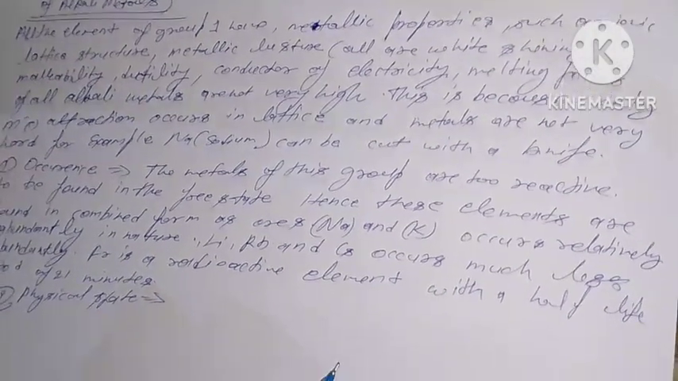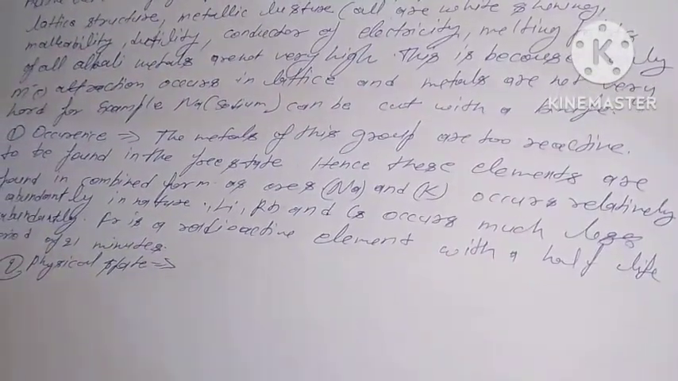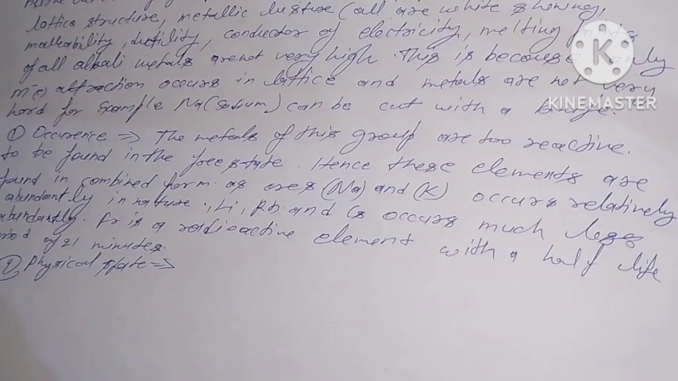Okay, physical state. In the physical state, alkali metals are silver white, malleable, and soft solids. They can be cut easily. Lithium is more hard in comparison to others.